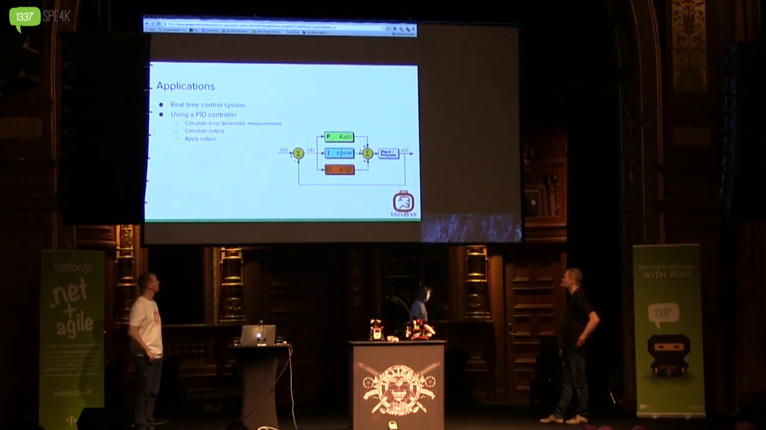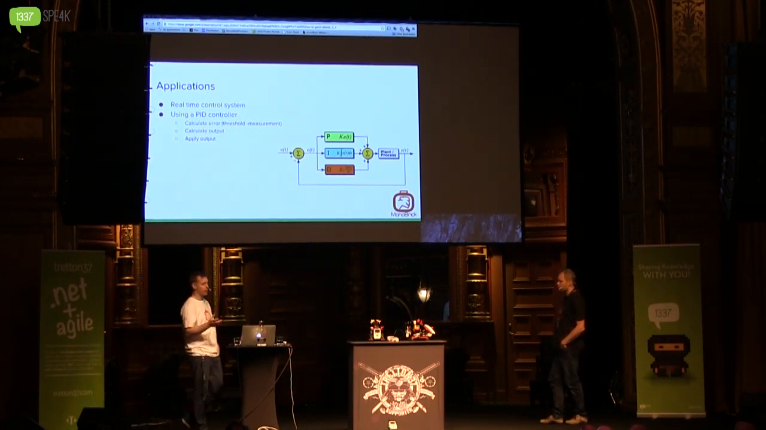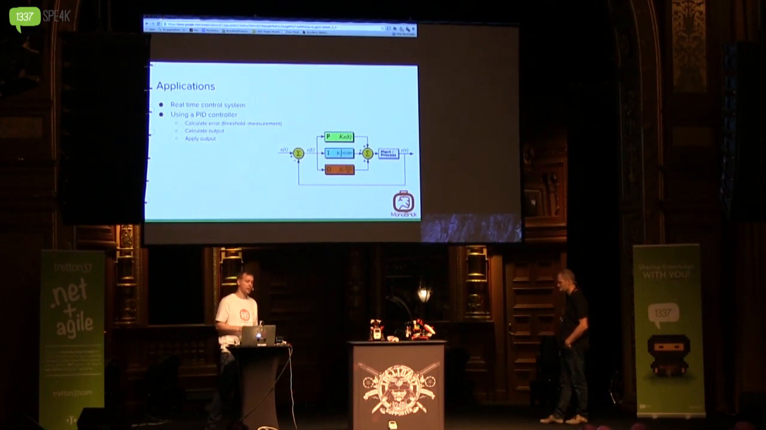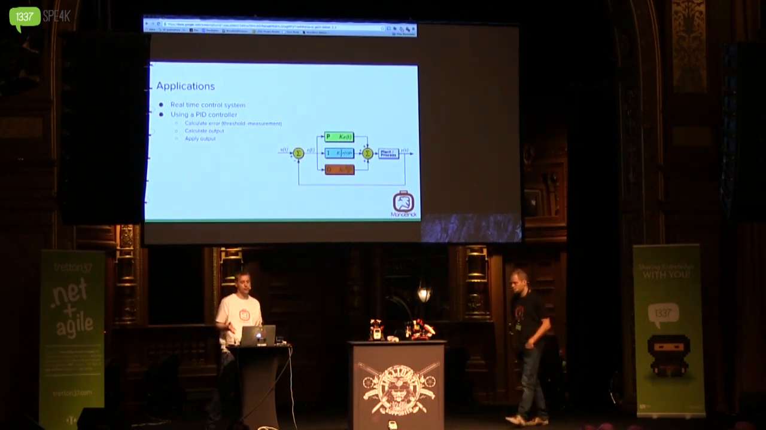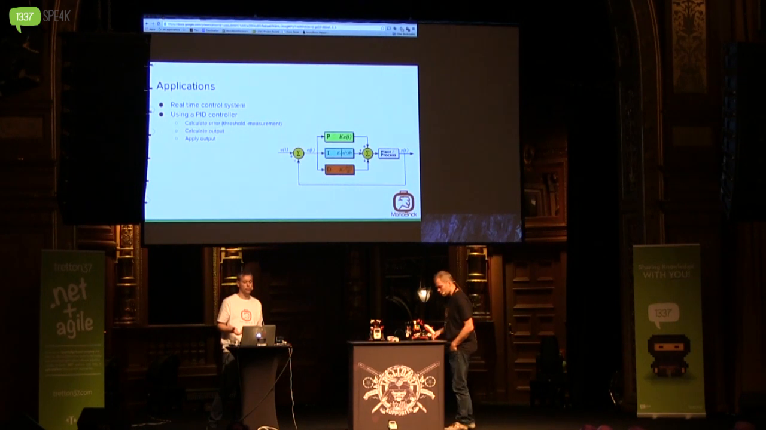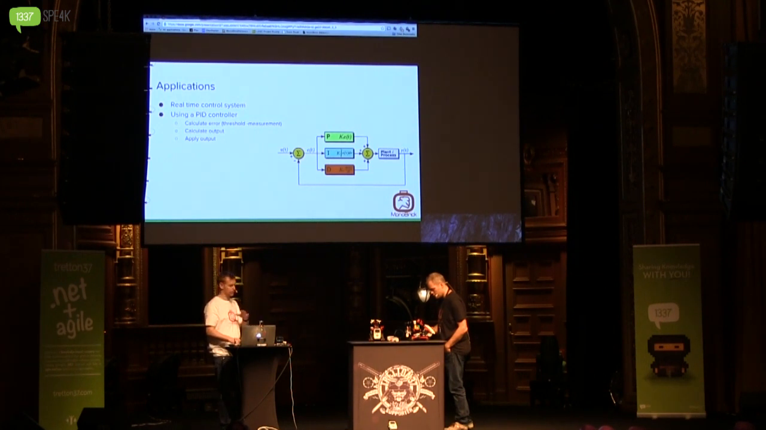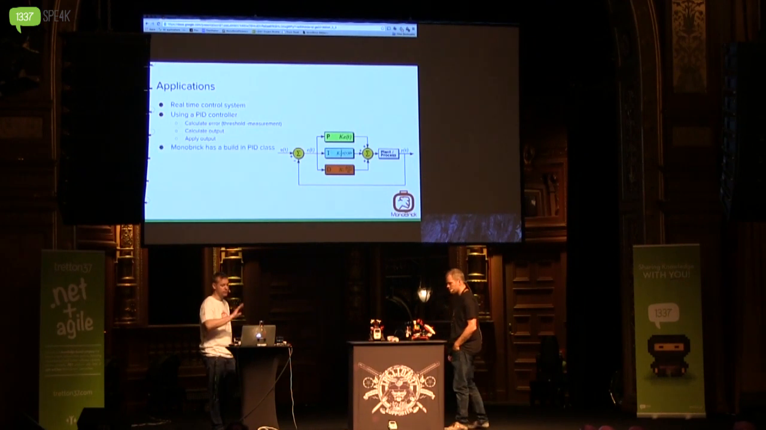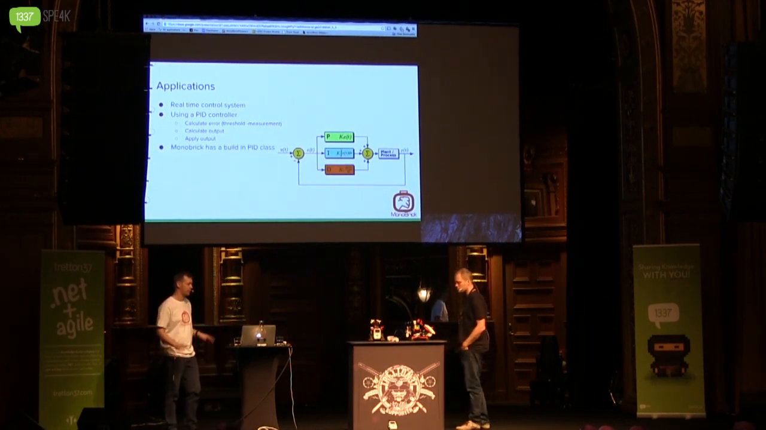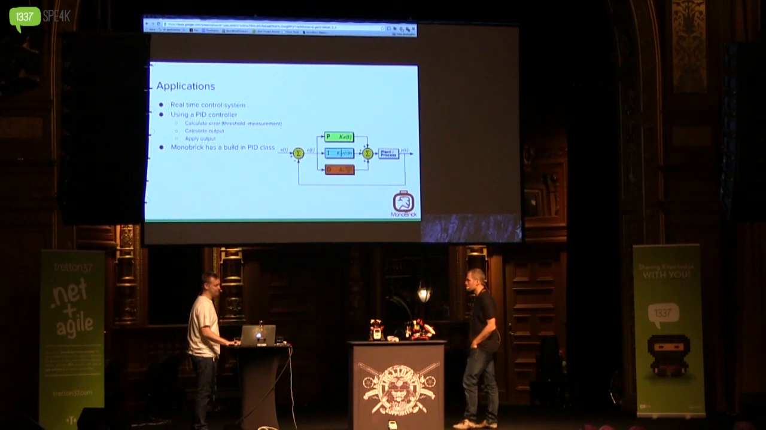It's simply a way of hitting a target that you desire. The principle is that you calculate an error, which is the target that you want to hit, minus some measurements that you have done. Then you calculate an output based on the PID values that you have placed in your controller, and then you apply that output. So that was ABC on PID controllers. No reason to read big books or anything.